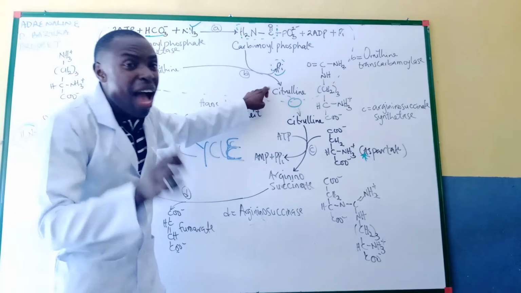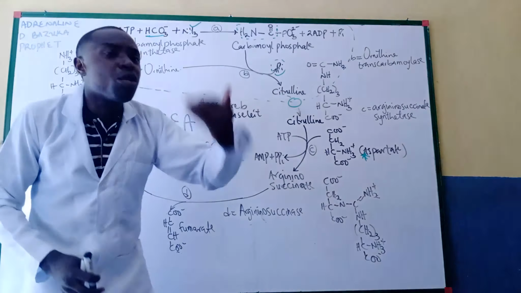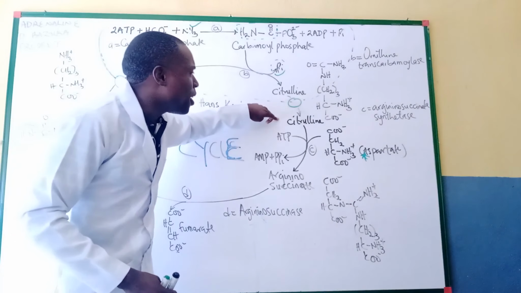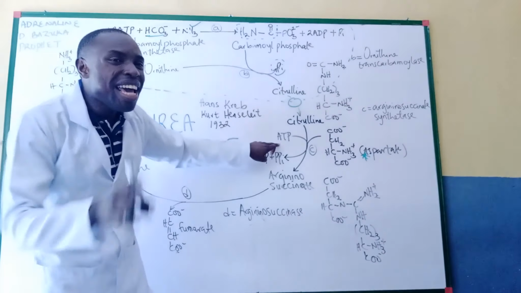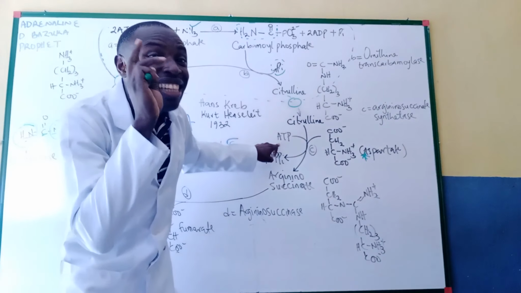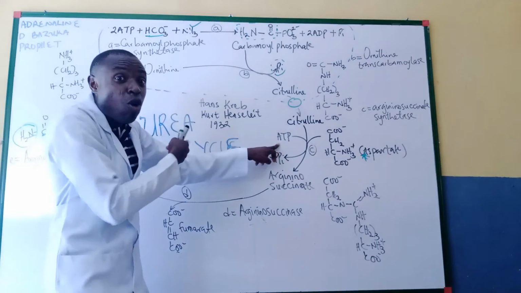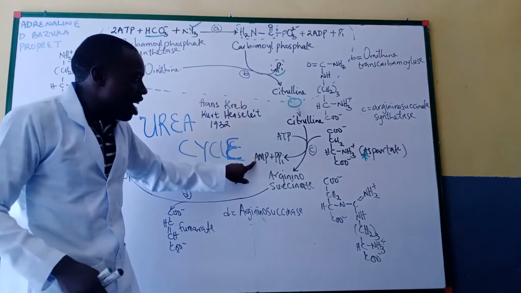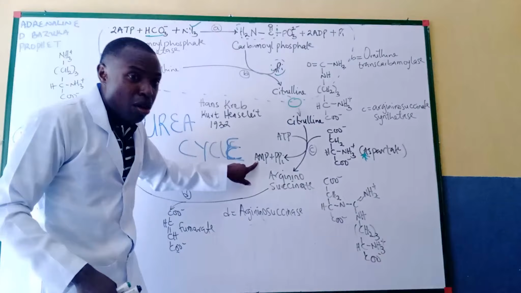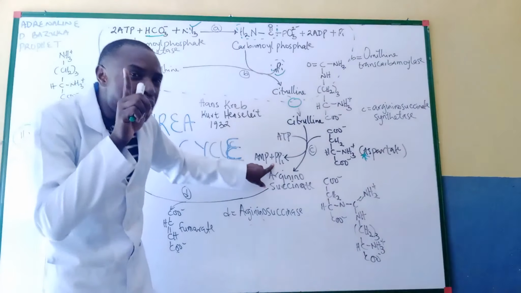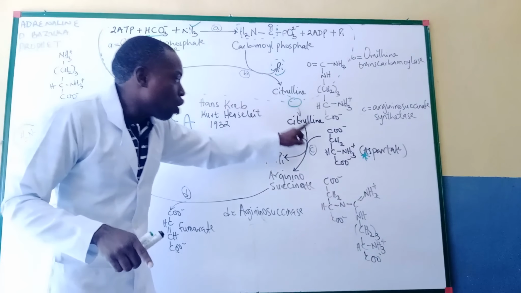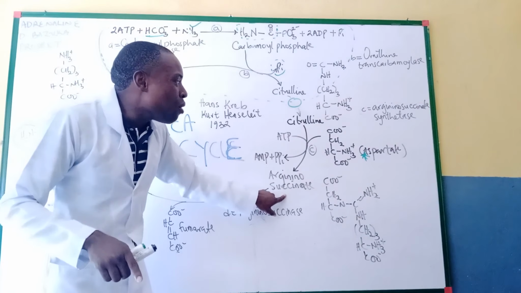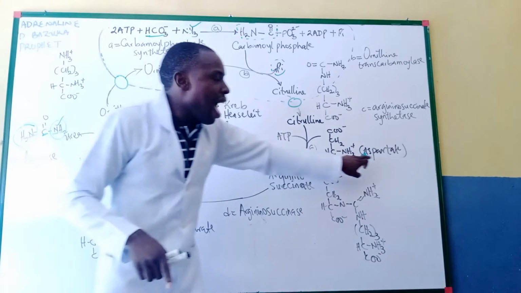Now, when citrulline is formed, remember I told you that it will require a special transport system to take it to the cytosol. Now, the citrulline, in the presence of another ATP, altogether 3 ATP are used in this urea cycle pathway, so that an ATP will release AMP, which is adenosine monophosphate, plus a pyrophosphate. What will be formed? Argininosuccinate is formed, which is catalyzed by argininosuccinate synthetase.